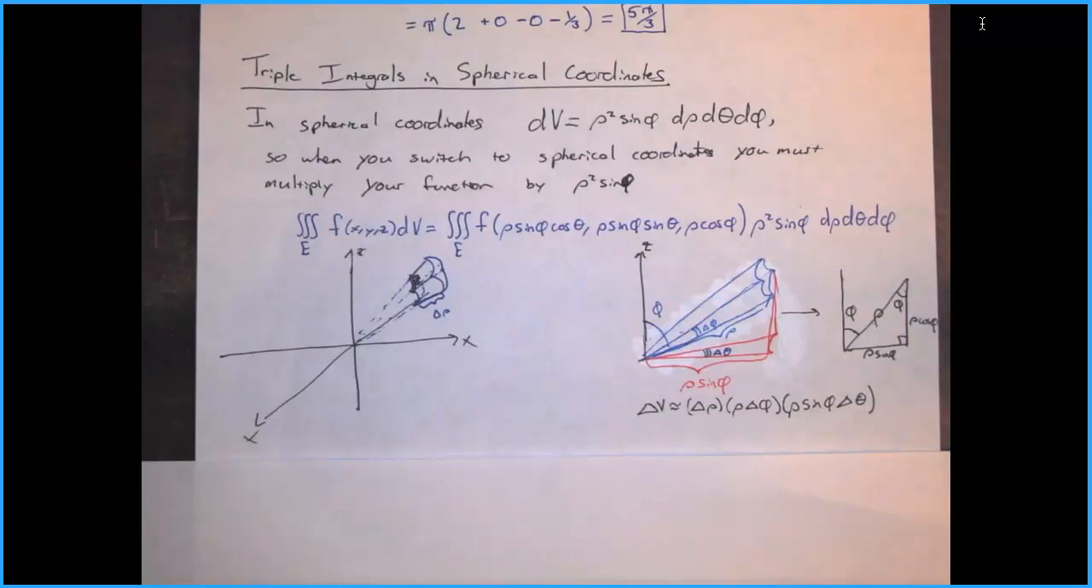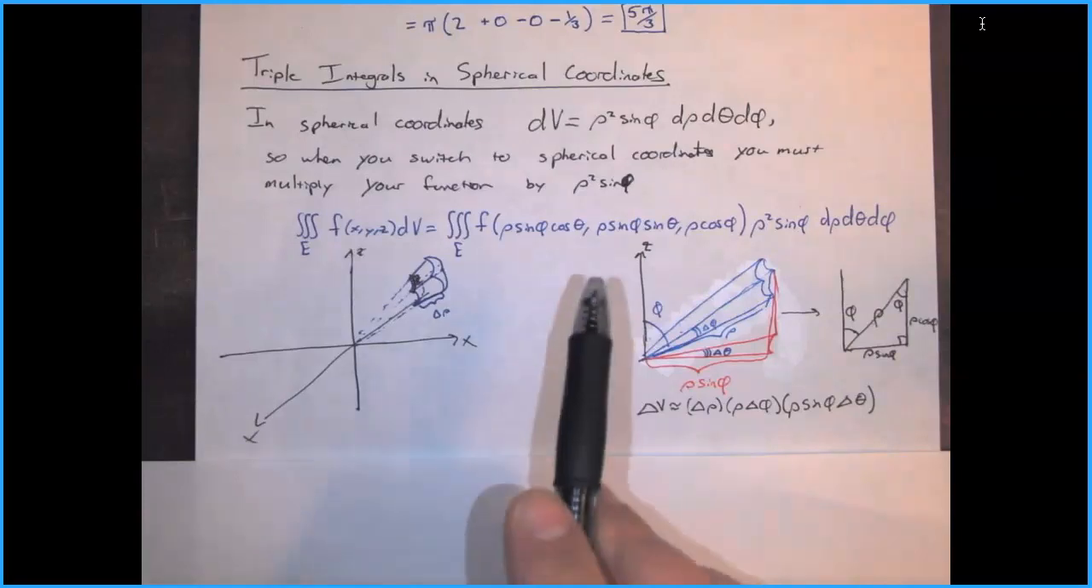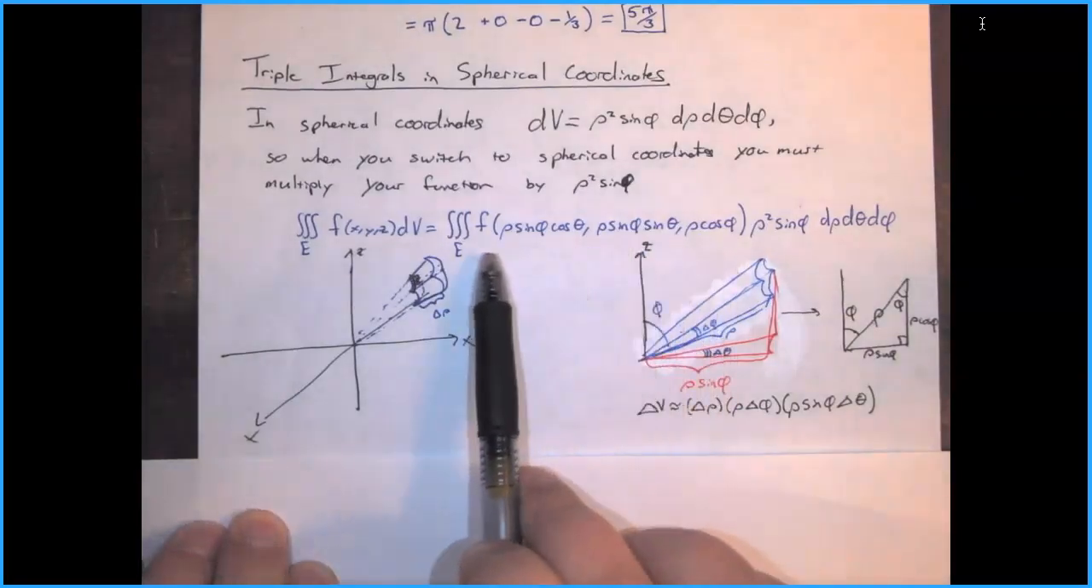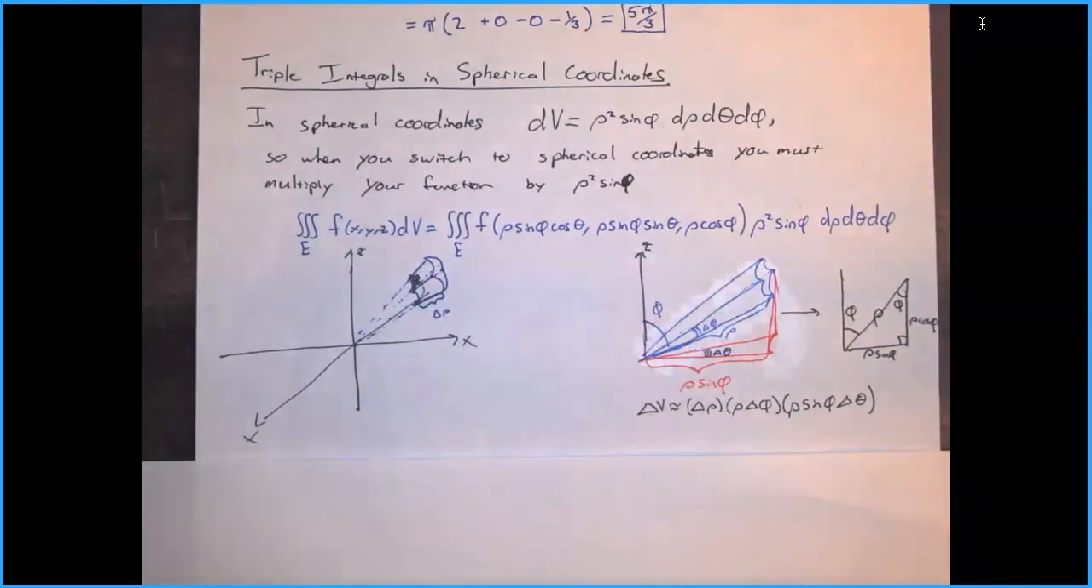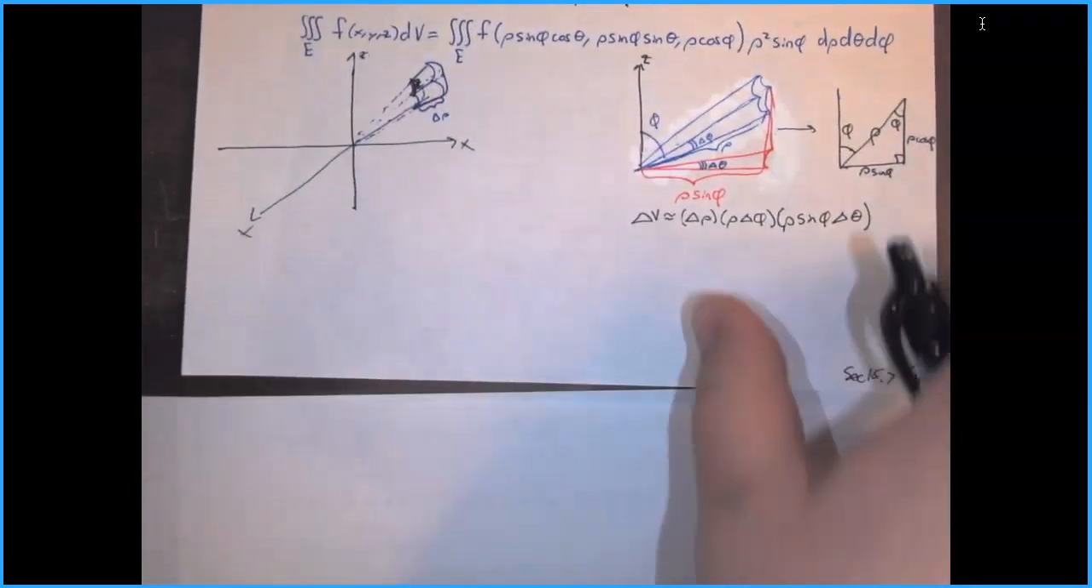So the important thing is, in spherical coordinates, once you've converted x, y, and z to spherical coordinates, which is what I did here, using those equations from the first video, you also need to multiply your function by rho squared sine phi. Now let's take a look at a couple of examples.